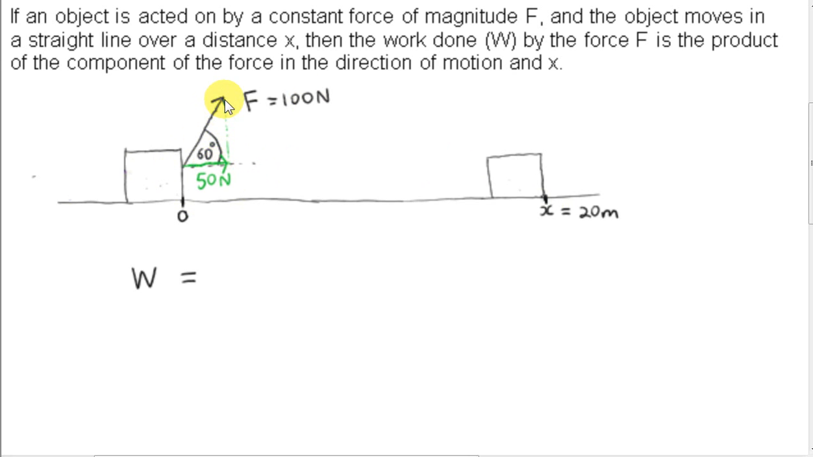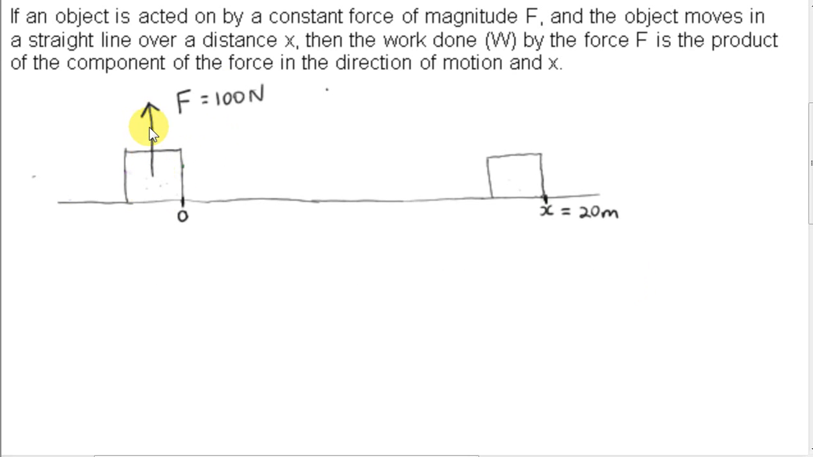So the work done by F, which I'm calling W, is the magnitude of the component in the direction of motion, 50 newtons, times the distance through which the object travels, which is 20 meters. So we get 1000 Newton meters. Notice that the mass of this object doesn't come into any of this. We are only dealing with the work done by this force. The work done by this force will be the same regardless of what mass this object has. So we get an answer of 1000 joules.